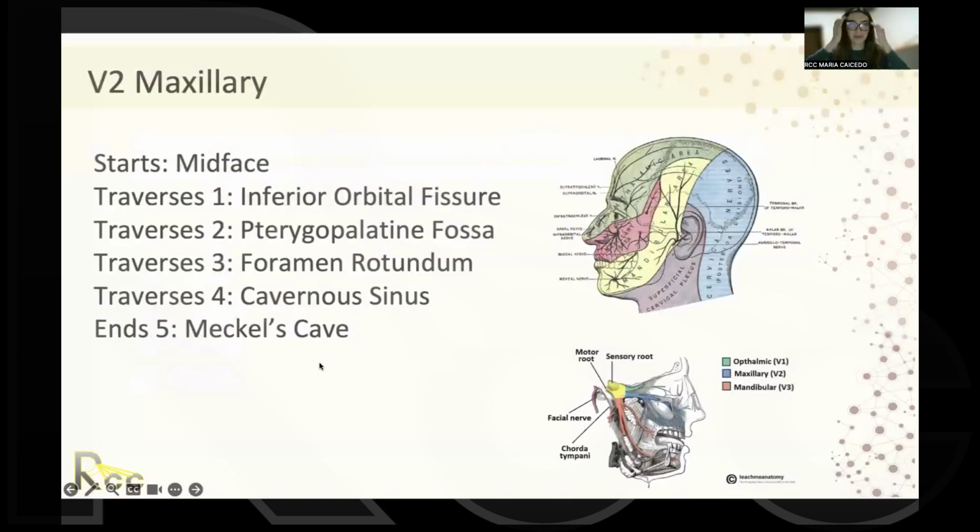That's great. So the next is the maxillary branch. So this is the middle third of the face going to the infraorbital foramen.